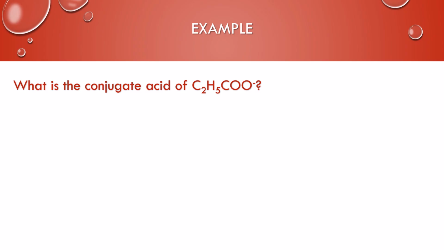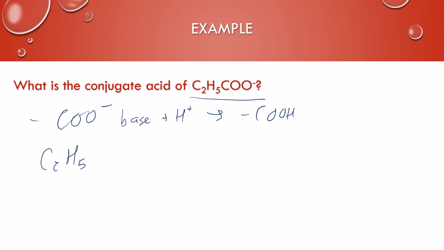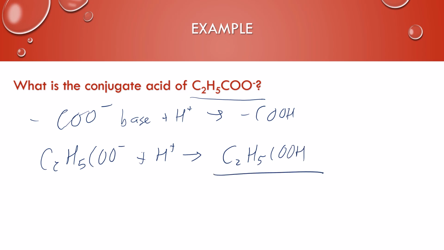Okay, so here's a good example with an organic acid. So it says, what is the conjugate acid of this compound here? If you see COO- attached to whatever else, that's a clue that this is a conjugate base, or this acting as a base. What happens is that it can react with a hydrogen to form a carboxylic acid group. So in this case, I've got C2H5COO-. It can react with a hydrogen ion to form the conjugate acid, which is C2H5COOH.